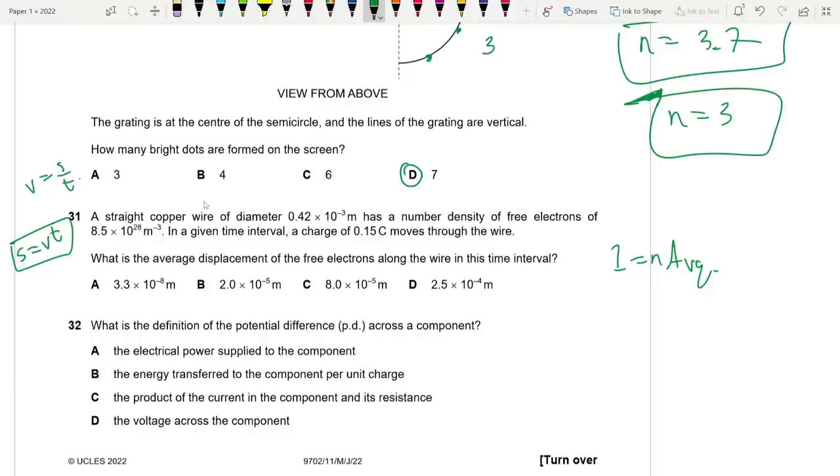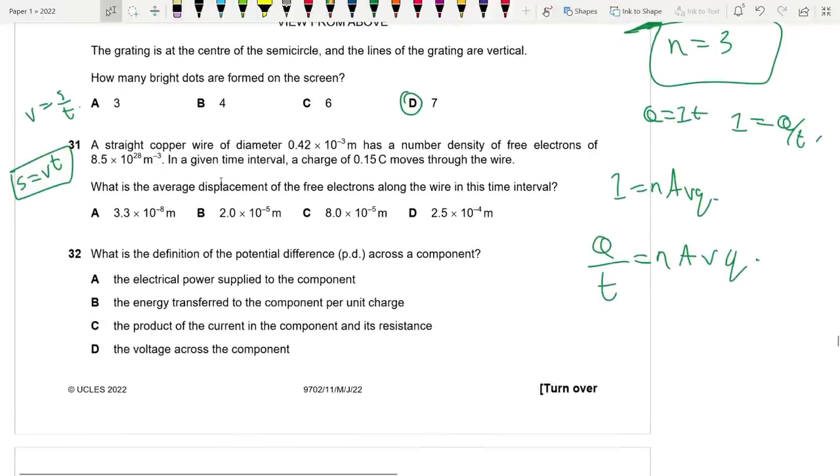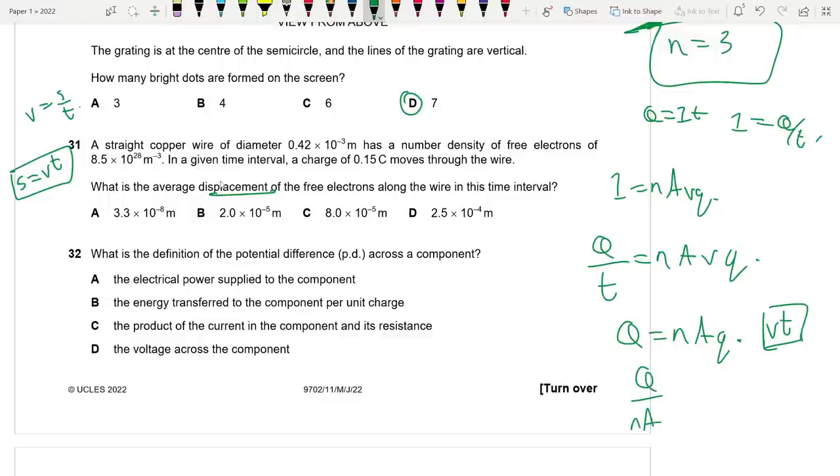Do you guys understand? So Q is equal to It and I is equal to Q by t, right? So I is equal to Q by t is equal to nAvq. They are asking us to find out the displacement, basically v times t. Q is equal to nAq times vt, or Q by nAq is equal to the displacement. That's how we do it.